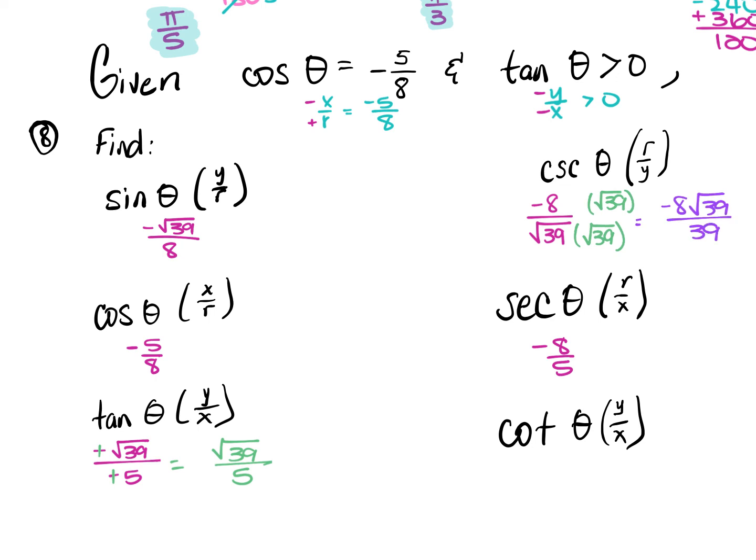Find your cotangent. Your cotangent, however, is x over y, not y over x. So you might want to change that. So this is x over y. So this is going to give us x, which is negative 5, over y, which is negative square root 39. Negative over negative turns into positive. We multiply top and bottom by the square root of 39 to rationalize that denominator. And that gives us 5 square root 39 all over 39.